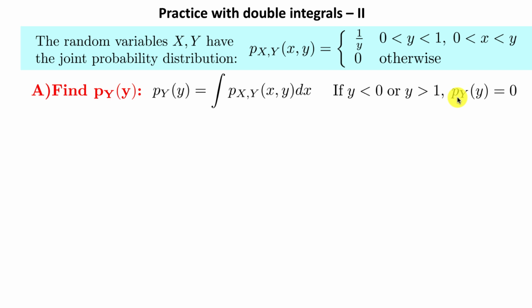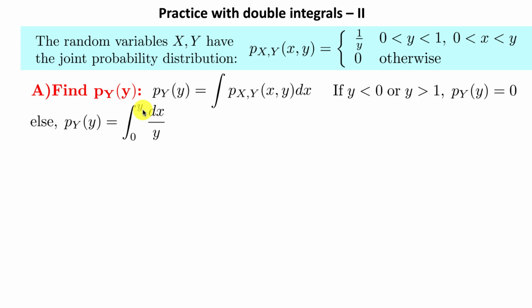So getting this was trivial, but now let's calculate what the marginal probability distribution in y is when y lies between 0 and 1. So now we have to integrate over x. But where does x go from? As we can see over here, x has to be bigger than 0, so it must start from 0 over here. However, x has to be less than y. And this y, of course, is between 0 and 1.